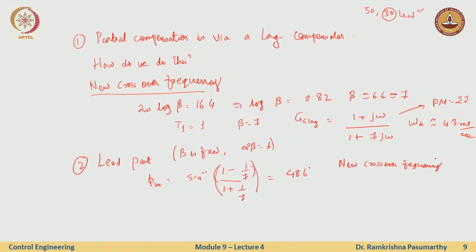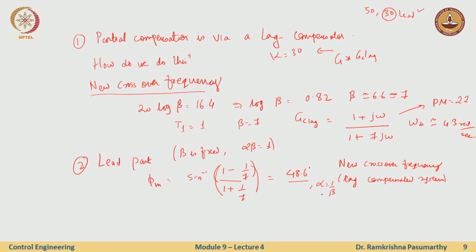So this new crossover frequency, now we have to adjust this into the lag compensated system. So this is G times GC lag, where G was the gain adjusted system with gain K being equal to 30. Once I know phi m, I also know alpha. I can compute alpha, or in this case I know beta, where alpha is 1 over beta.